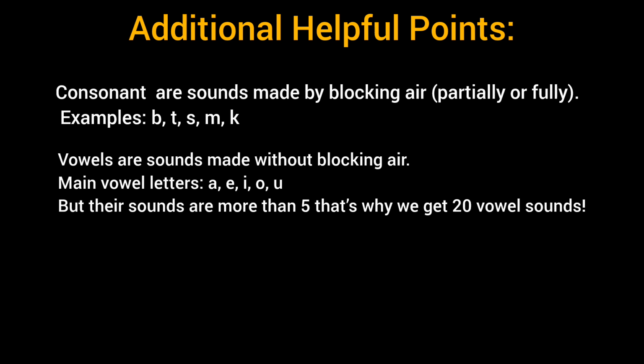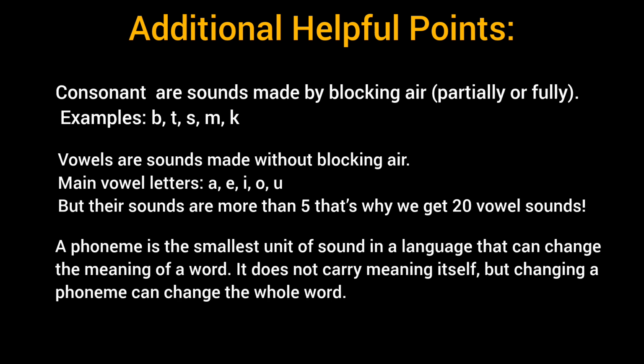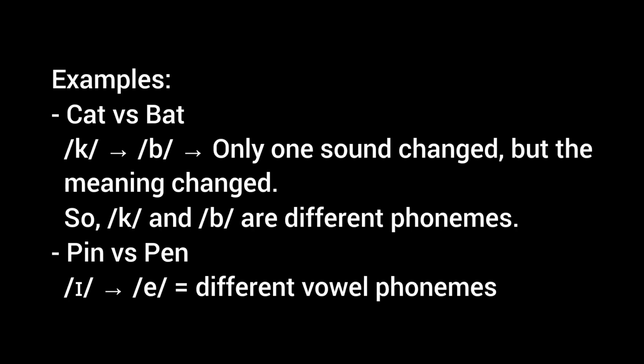vowel sounds. A phoneme is the smallest unit of sound in a language that can change the meaning of a word. It does not carry meaning itself, but changing a phoneme can change the whole word. Examples: cat versus bat, K changes to B, only one sound changed, but the meaning changed. So, K and B are different phonemes. Pin versus pen, I changes to E, different vowel phonemes.